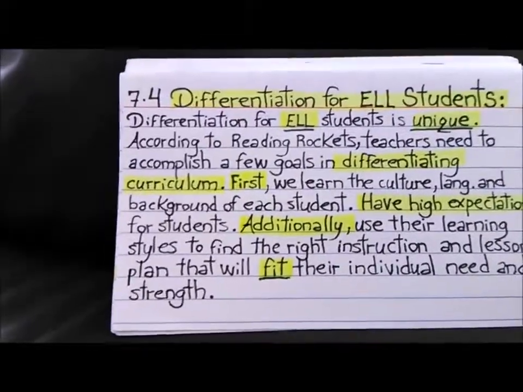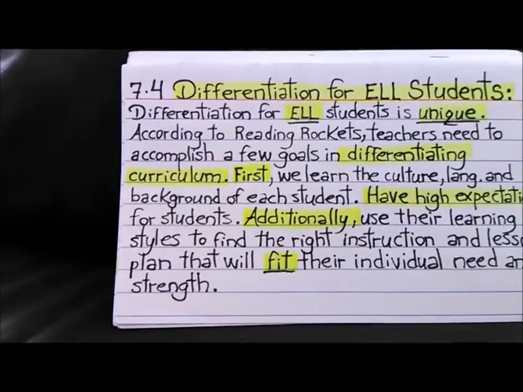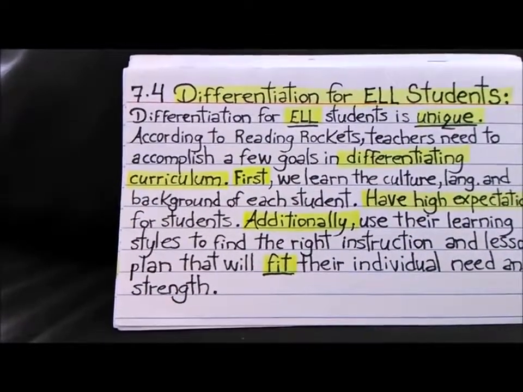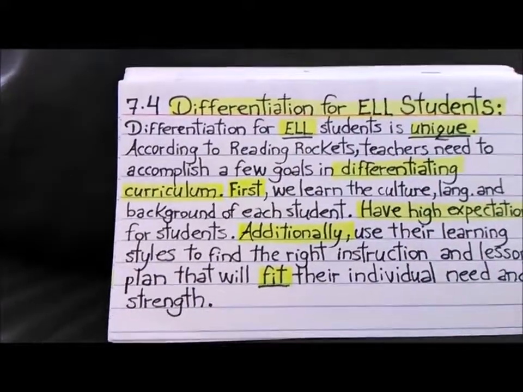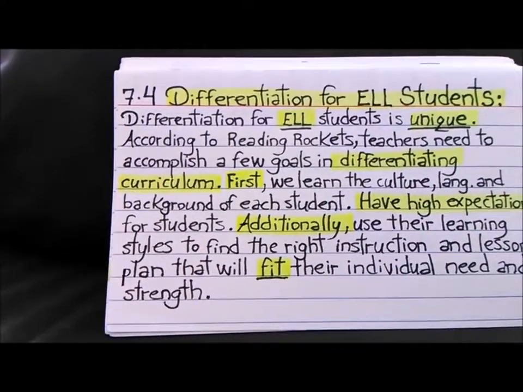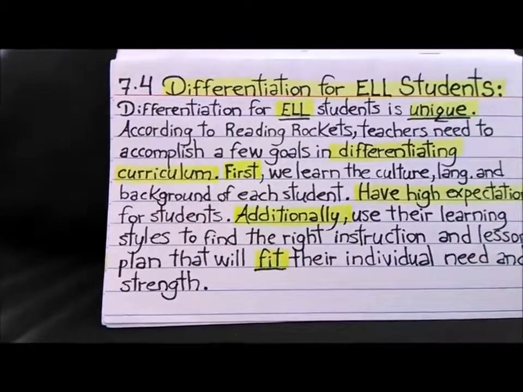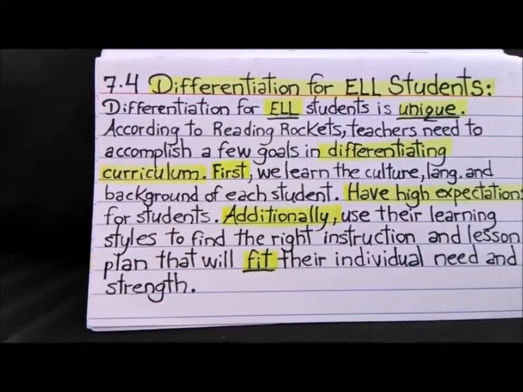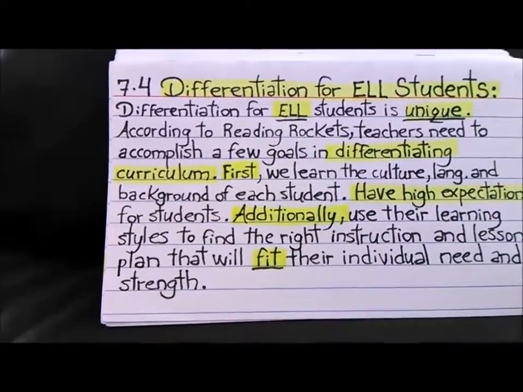Differentiation for ELL students. Differentiation for ELL students is unique. According to Reading Rockets, teachers need to accomplish a few goals in differentiating curriculum. First, learn the culture, language, and background of each student. Have high expectations for students. Additionally, use their learning styles to find the right instruction and lesson plan that will fit their individual need and strength.